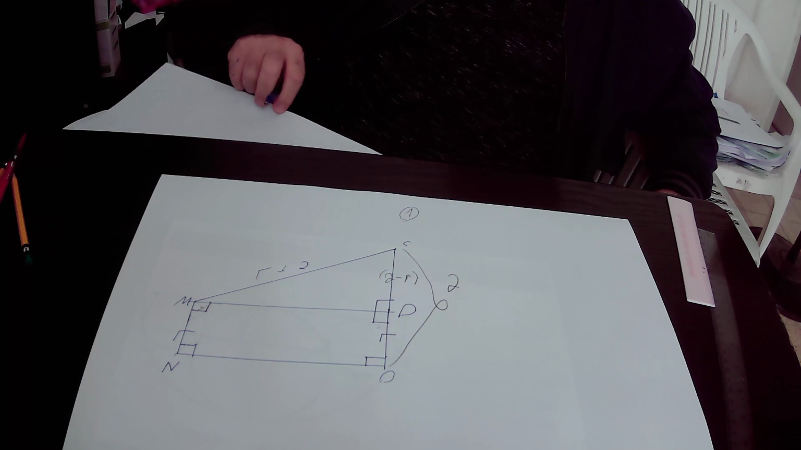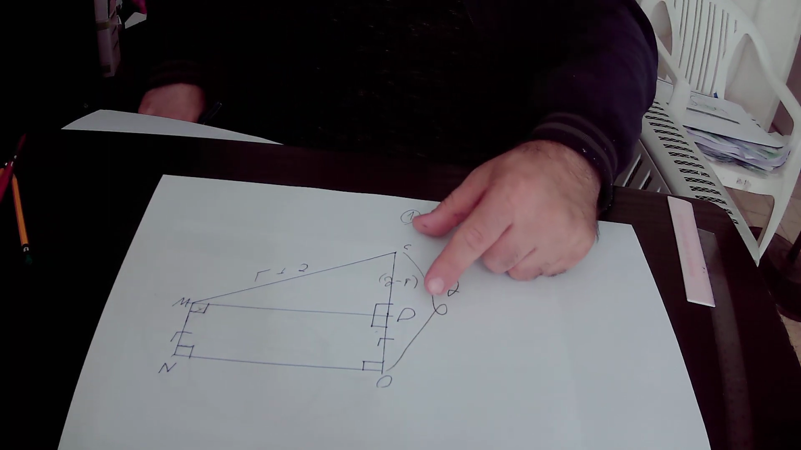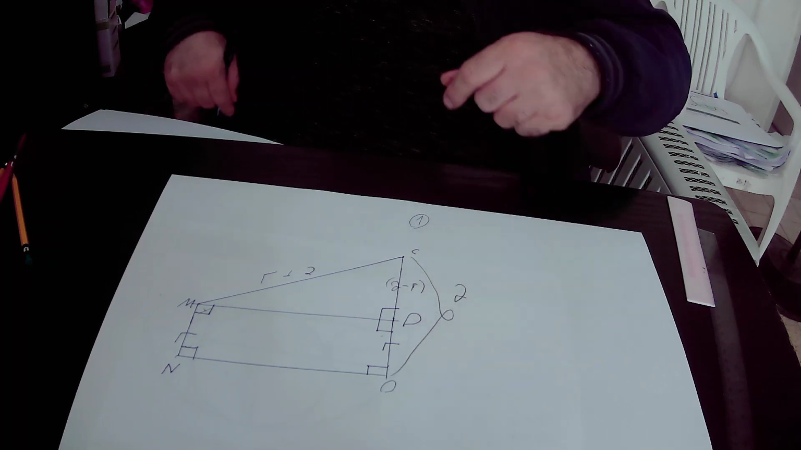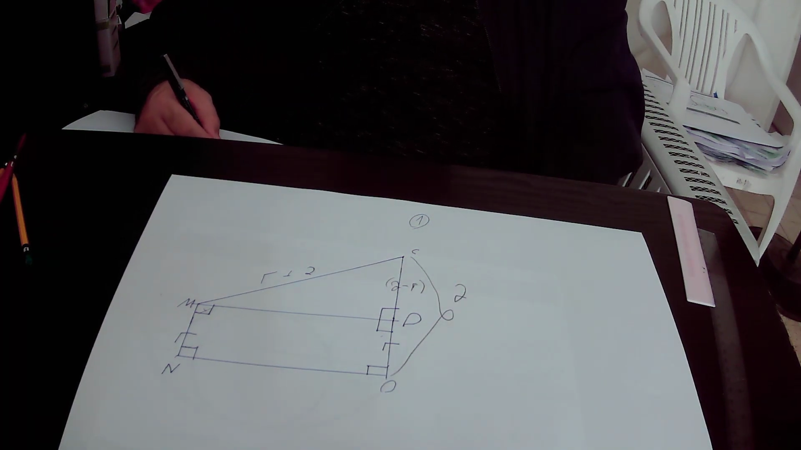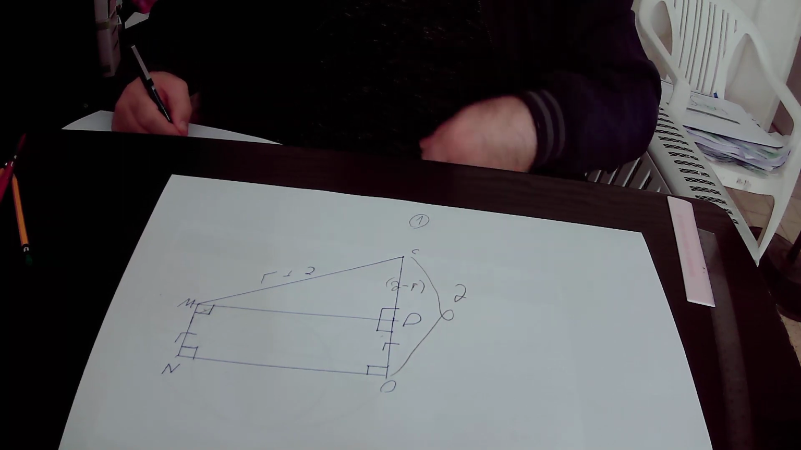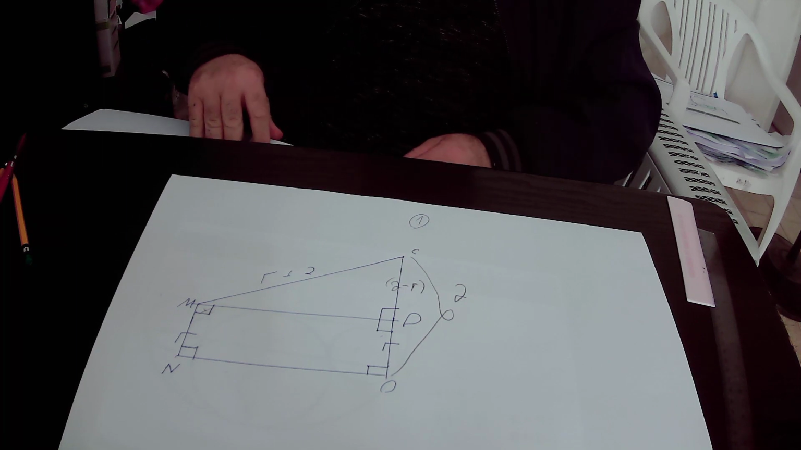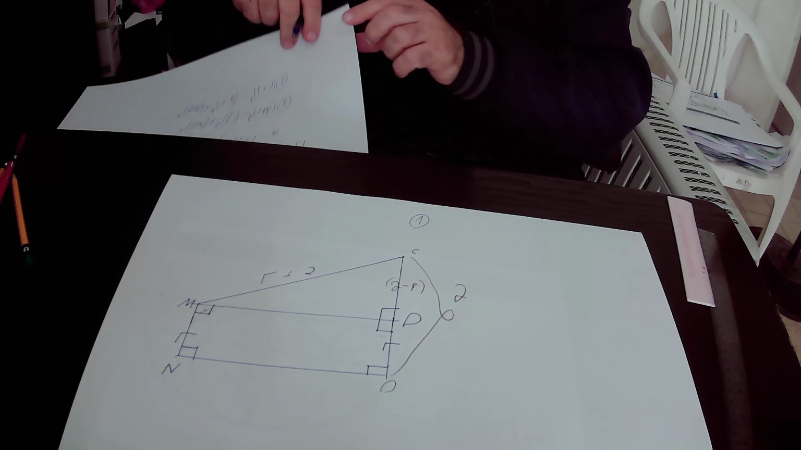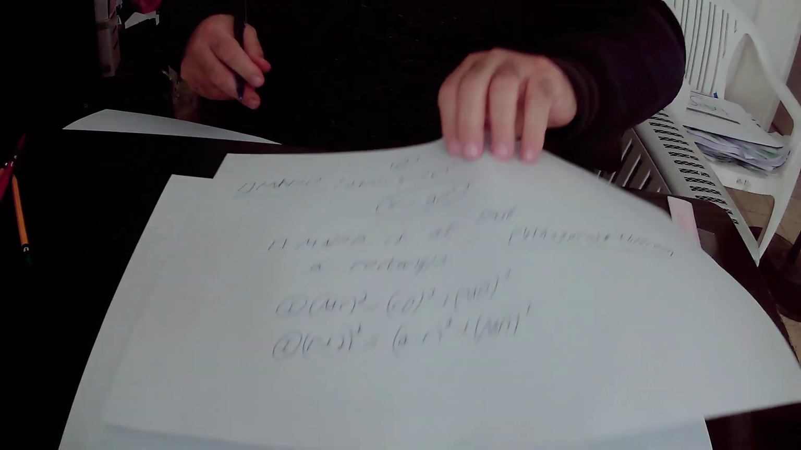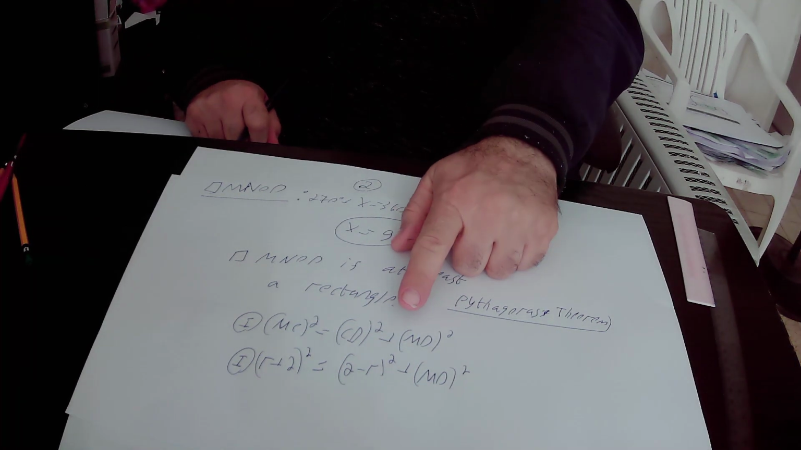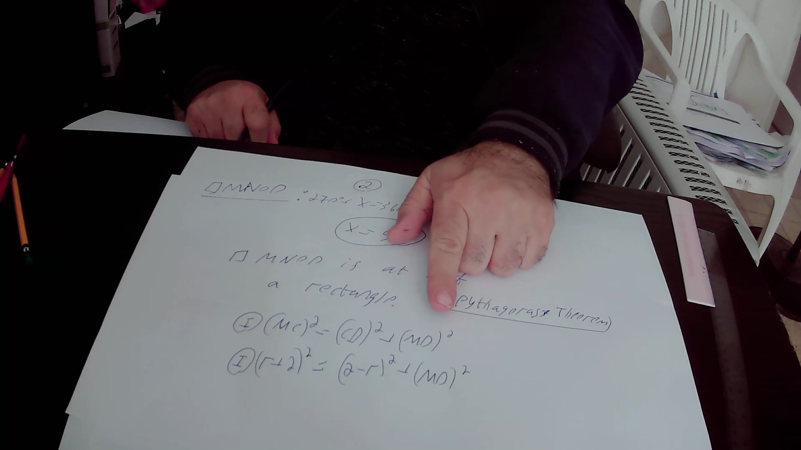And it equals CD square plus MD square. CD equals 2 minus R, so CD square will be equal to (2 minus R) square plus MD square. So in total we got that (R plus 2) square equals (2 minus R) square plus MD square.